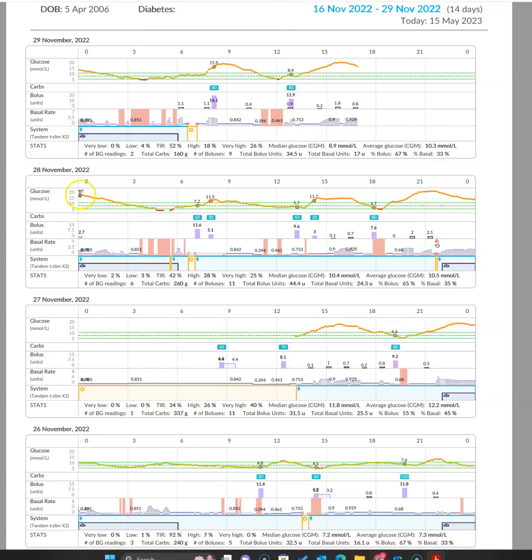So on this day, high before going in, Control IQ kicks in, brings them to target. Then they go high after breakfast, after lunch, and then after the evening meal, for example. Then you've got where carbs have been entered. So you know that this person on this day has given some for breakfast, a bit after breakfast, some for lunch, a bit after lunch, and then some for the evening meal. So there seems to be adequate boluses in.